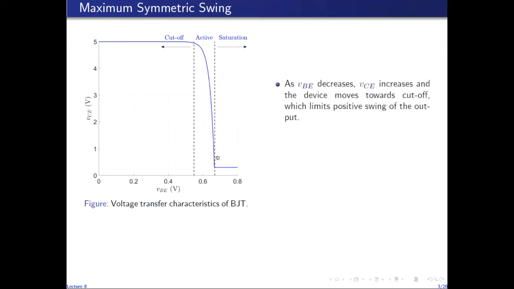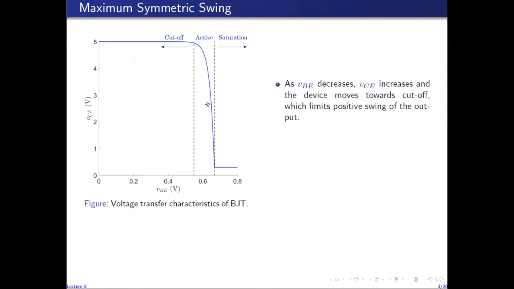As can be seen, as VBE decreases, VCE increases, which drives the transistor up the curve towards the cutoff mode. And as soon as it enters the cutoff mode, it turns off and there is no more amplification. So the positive swing of the amplifier, which is given by the positive swing of the output voltage, is limited by the operation of the device in the active mode. As soon as it leaves the active mode and enters the cutoff mode, the output voltage does not swing any further.